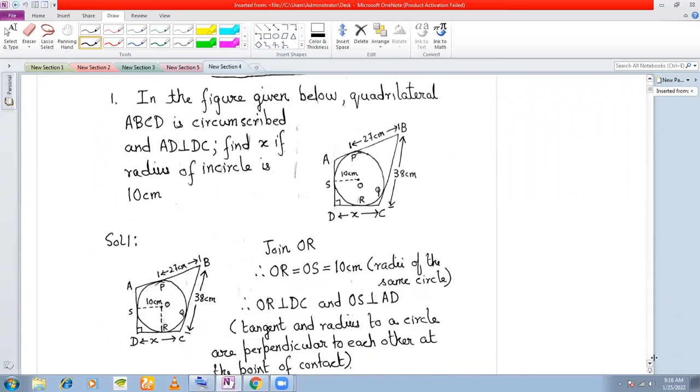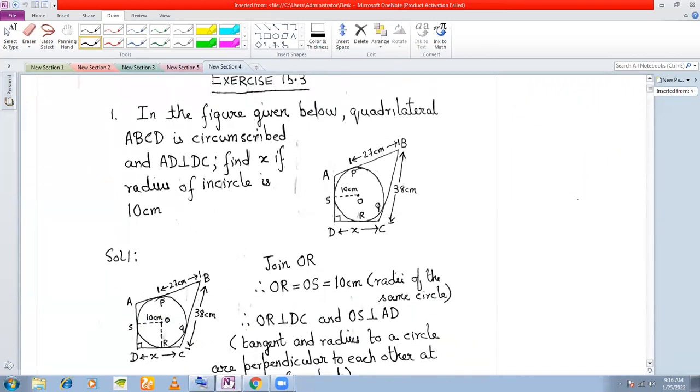Let's see this. In the figure given below, quadrilateral ABCD is circumscribed and AD is perpendicular to DC. Quadrilateral ABCD is circumscribed means that around the circle you have a quadrilateral ABCD, which you can see. And AD is perpendicular to DC. So you can see this 90-degree angle here. AD is perpendicular to DC. This is already marked in the figure.